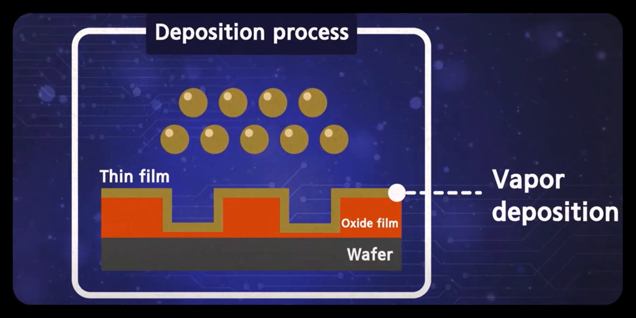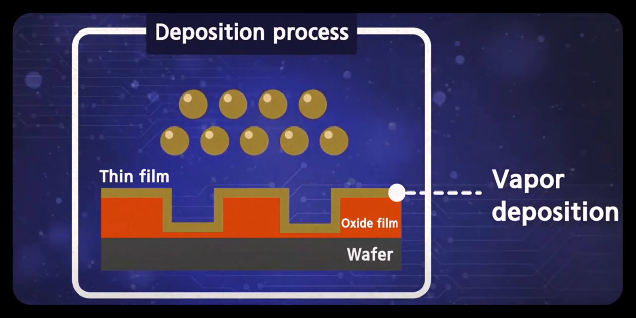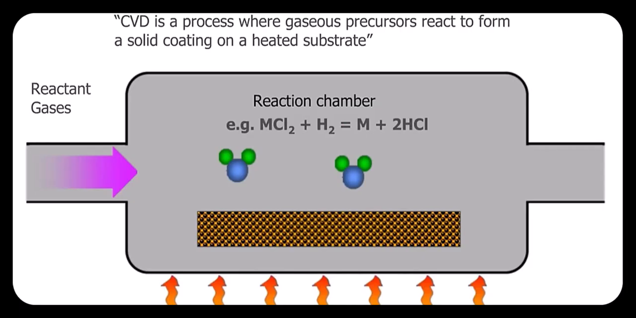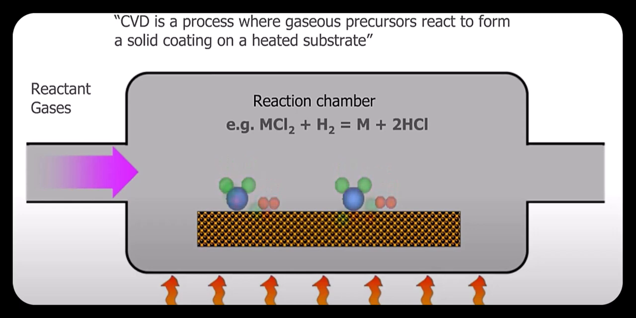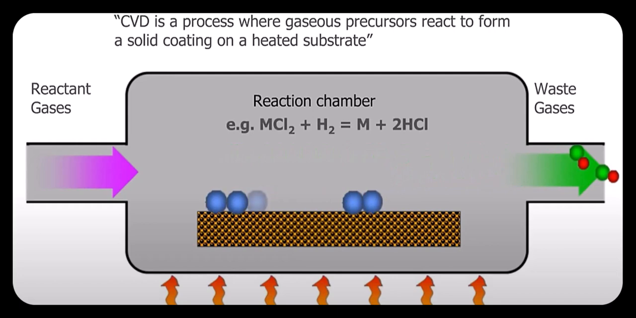Film deposition is where super thin films are coated using a process called chemical vapor deposition. An example of deposition of a metal by reacting metal chloride molecules with hydrogen at high temperature is shown here. The reaction happens on the surface to form metal on the surface and hydrogen chloride gas, which is the waste gas. The waste gas is pumped out of the chamber, and this repeats until you form a film on the entire wafer surface with the desired thickness.